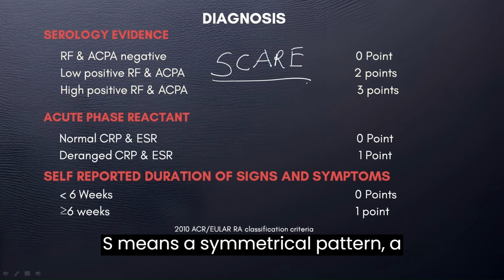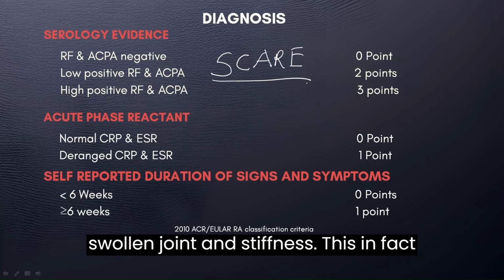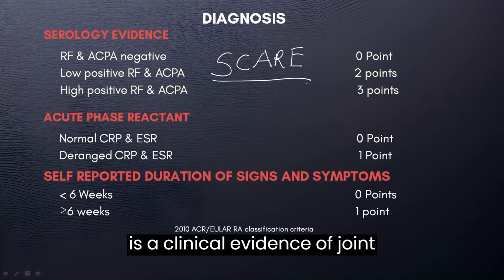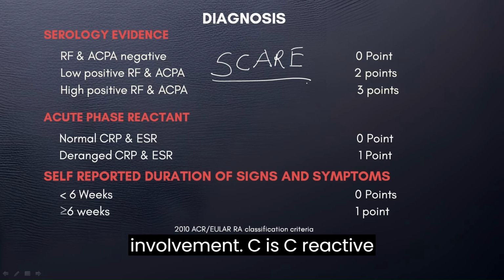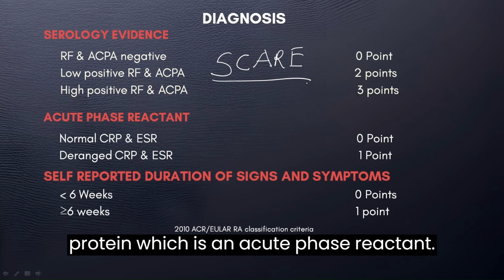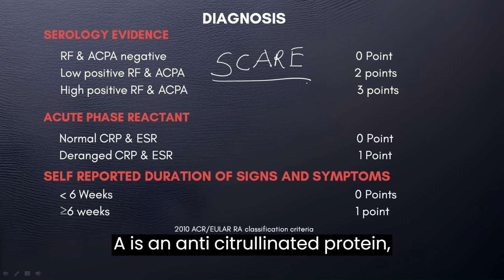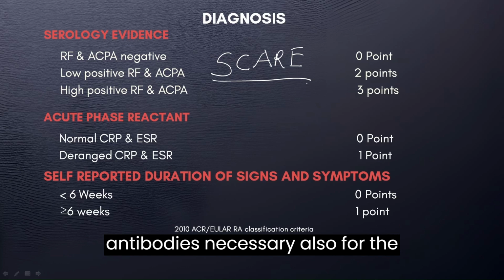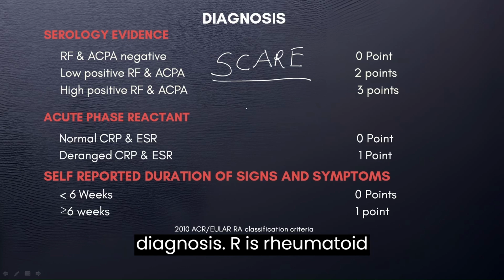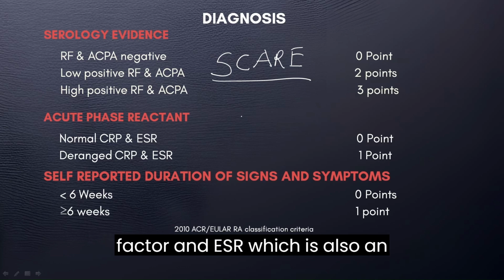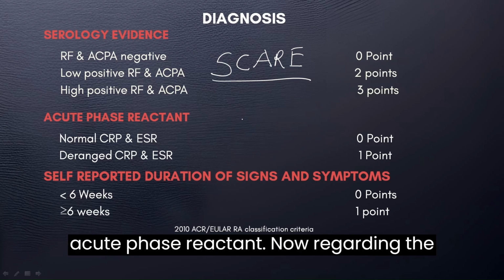S means a symmetrical pattern, swollen joint, and stiffness. This, in fact, is the clinical evidence of joint involvement. C is C-reactive protein, which is an acute phase reactant. A is anti-citrullinated protein antibodies, necessary also for the diagnosis. R is rheumatoid factor, and ESR, which is also an acute phase reactant.